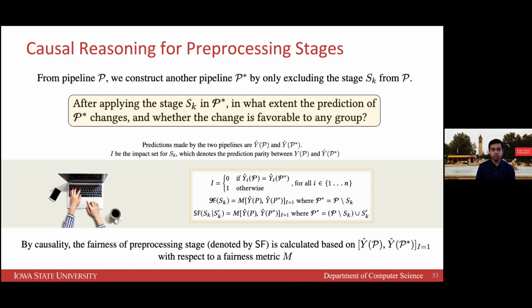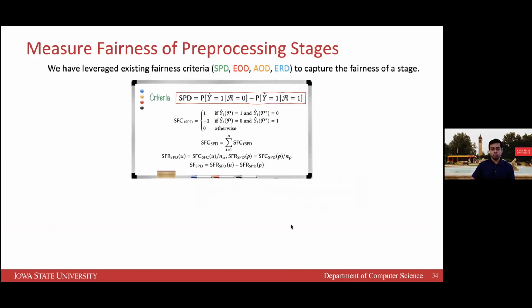And then we define this stage specific fairness criteria, which measures the fairness based on the impact set. And here the aim is a metric which we took from the previous studies. So in our causality, we have actually calculated the impact of a preprocessing stage and then used previous metrics to compute the fairness of that impact. So these are the 4 novel metrics that we proposed. These different metrics are based on different fairness criteria that we have shown previously.